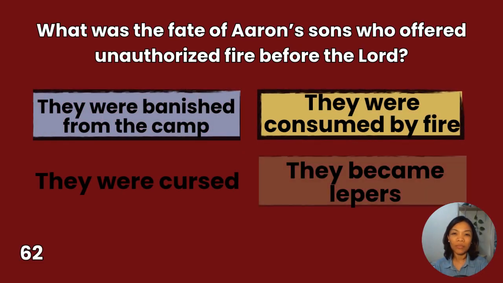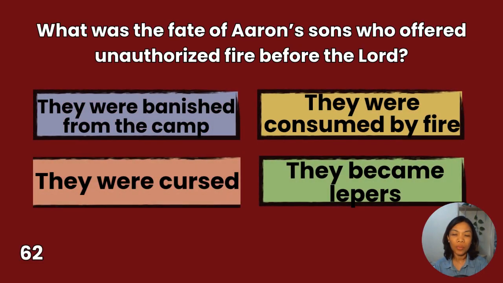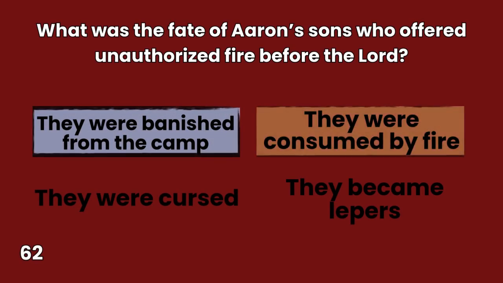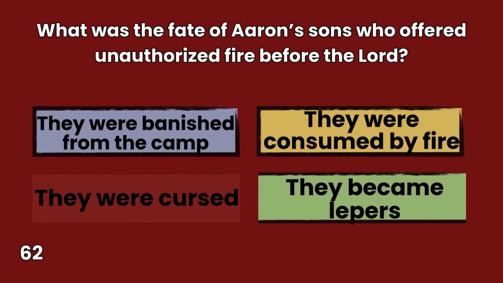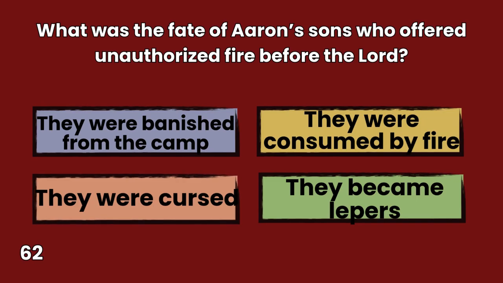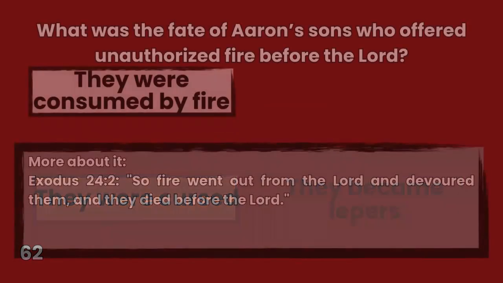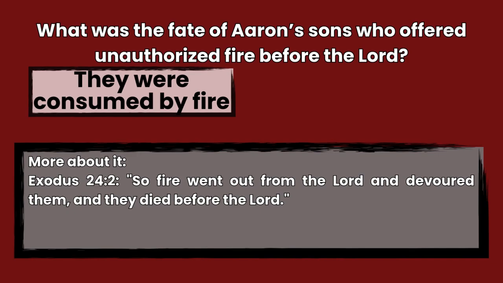62. What was the fate of Aaron's sons who offered unauthorized fire before the Lord? They were banished from the camp. They were cursed. They were consumed by fire. They became lepers. You have 10 seconds to answer. The answer is, they were consumed by fire. Exodus 24:2. So fire went out from the Lord and devoured them, and they died before the Lord.